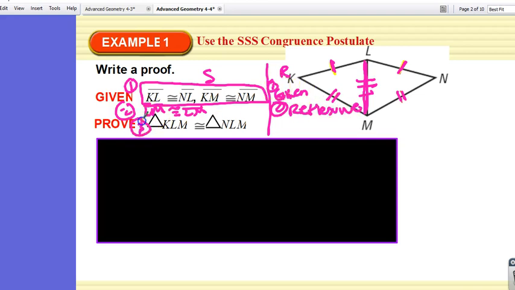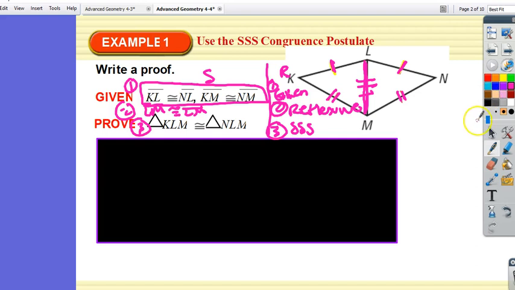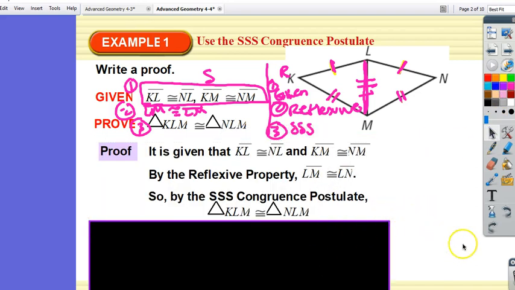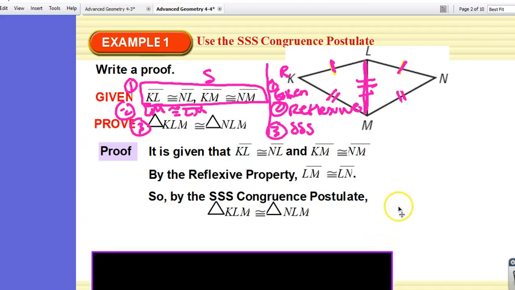Step 3, proof. Why? Side, side, side. The triangles are congruent by side, side, side. If all 3 sides are equal, then they're congruent. Side, side, side congruence postulate, and you're done. This is as a paragraph proof. This is as a 2-column proof, even though it's kind of messy, but you get the gist, right? You guys understand it? Okay.